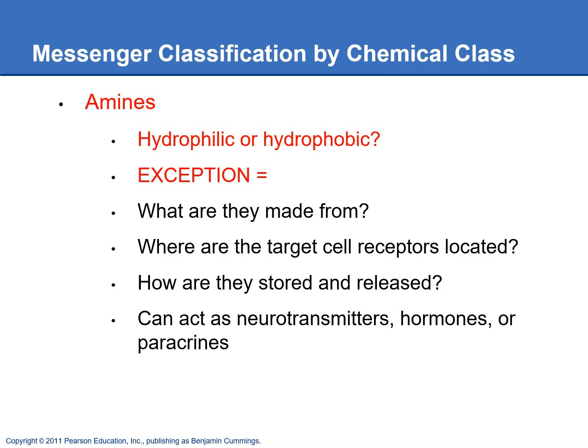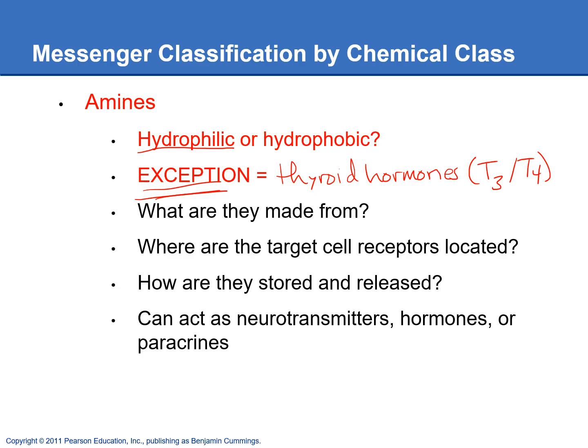The amines are made from amino acids, and because they're made from amino acids, they're going to be hydrophilic except for, and this is a big exception, the thyroid hormones. And the thyroid hormones we're going to talk about in Chapter 6, and these would be T3 and T4. There's 2 of them, and that's what they're called.